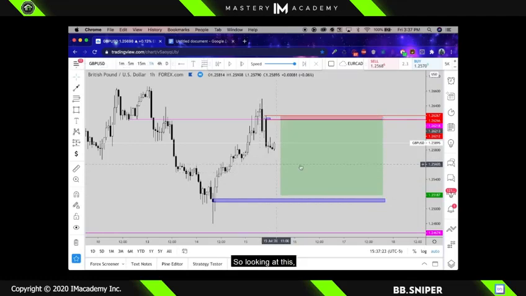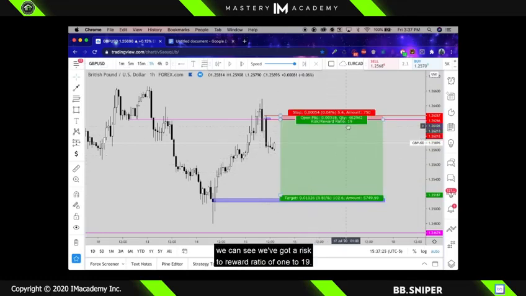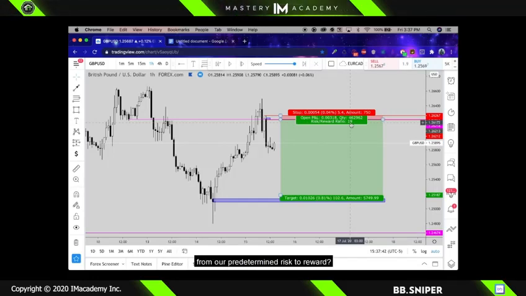Okay. So looking at this, we can see we've got a risk to reward ratio of 1 to 19. That means for every dollar I'm risking, I'm making $19 in return. Okay. So this is our predetermined risk to reward ratio. Now, how do we determine our lot size from our predetermined risk to reward? Okay, so let's go over that first, because that's going to be the most relevant thing.